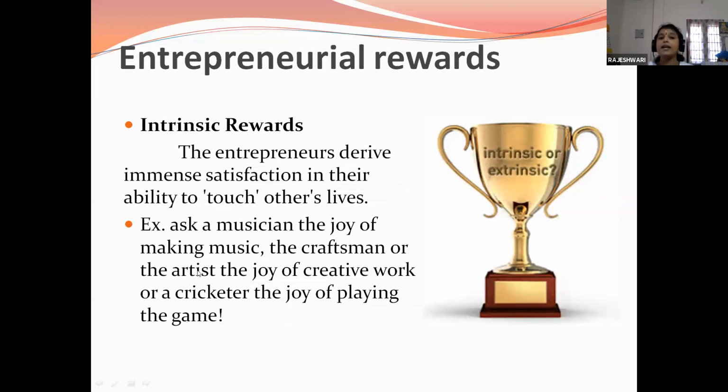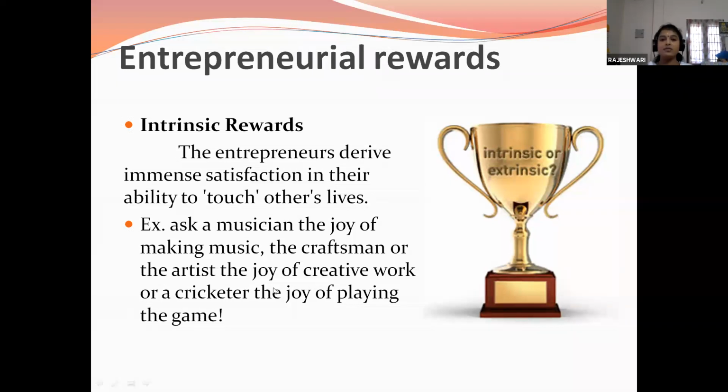For example, ask a musician. They enjoy the joy of making music. If one person loves music and creates a business venture in the music field, definitely he will love that job and enjoy the music. It does not depend upon the income. It gives personal satisfaction, and that is the intrinsic reward.